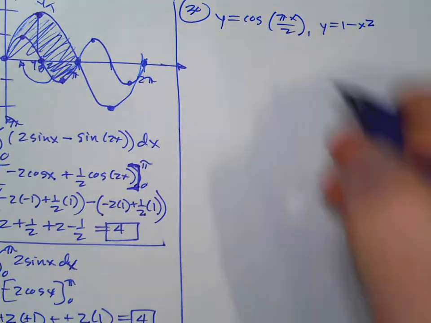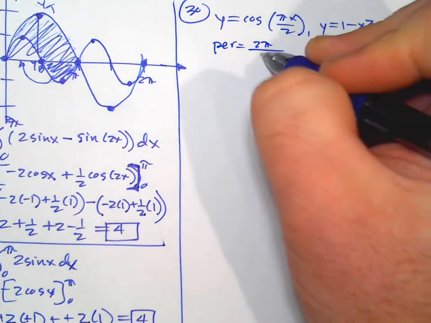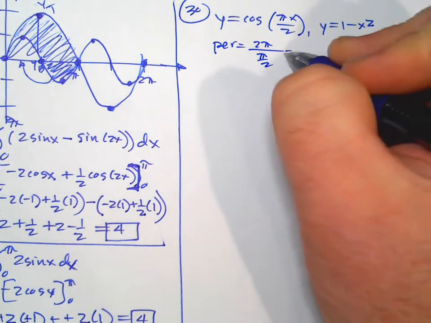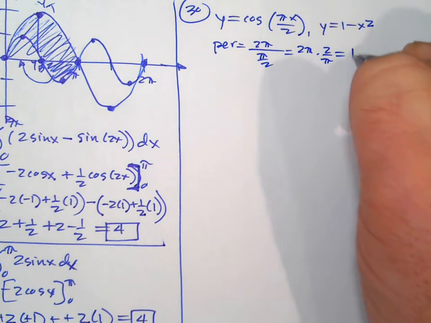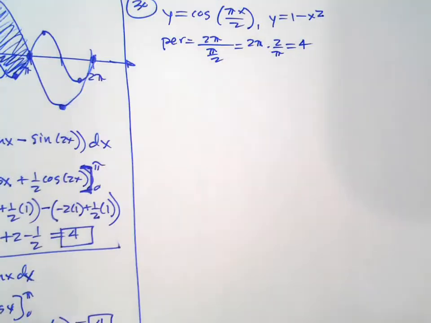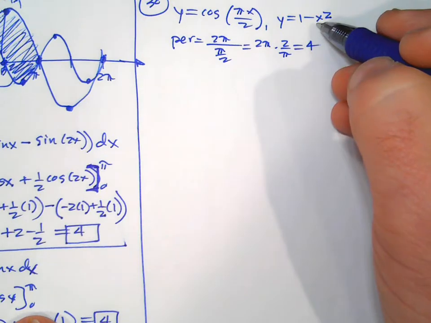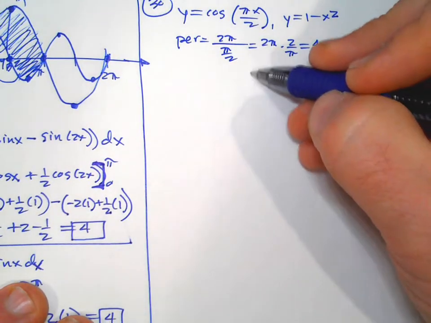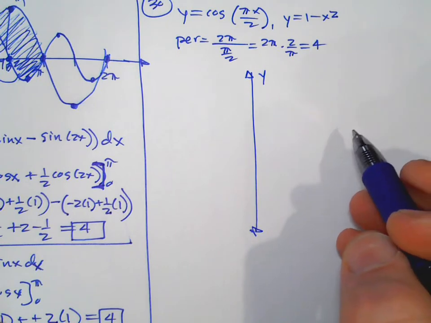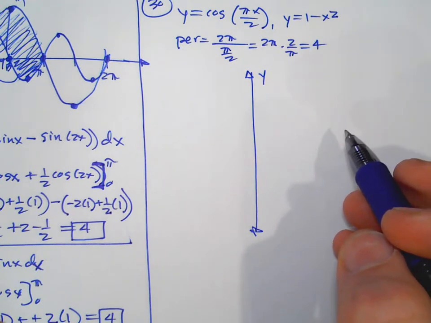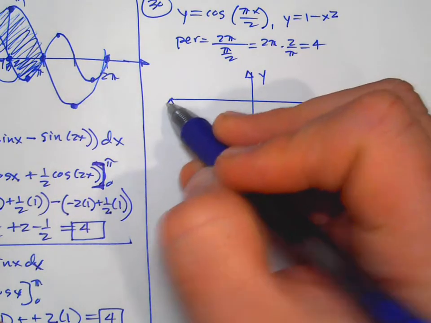So the period of this curve is usually 2 pi, but we're going to divide by the factor inside, and that's going to give you a period of 4. Just nicely 4 for that cosine curve. So it's a cosine curve and an upside down parabola that's been shifted up 1.